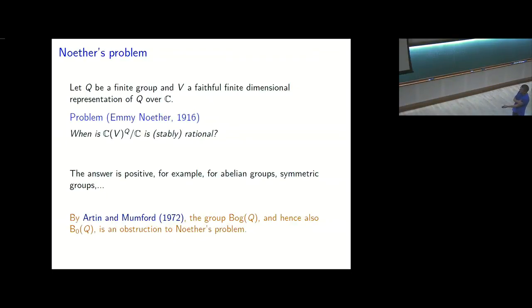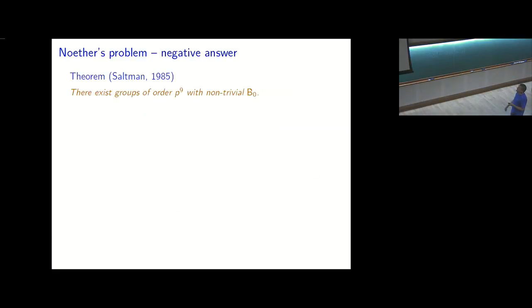And they proved that this B naught of Q is an obstruction to Noether's problem, which means that if this group B naught of Q is non-trivial, then the answer to Noether's problem is no. Well, if it's trivial, you can't say anything. You have to do something else, you have to be more clever. So this is really a shortcut to showing that there is a negative answer to Noether's problem, and it has proven to be useful in determining counterexamples.